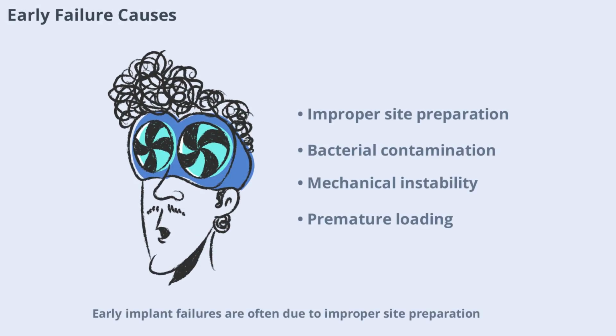Early implant failures are often due to improper site preparation, bacterial contamination, inadequate mechanical stability, or premature loading. These factors disrupt the initial healing and integration process, leading to failure before the implant can fully osseointegrate. Addressing these causes during the planning and surgical phases is essential for successful outcomes.